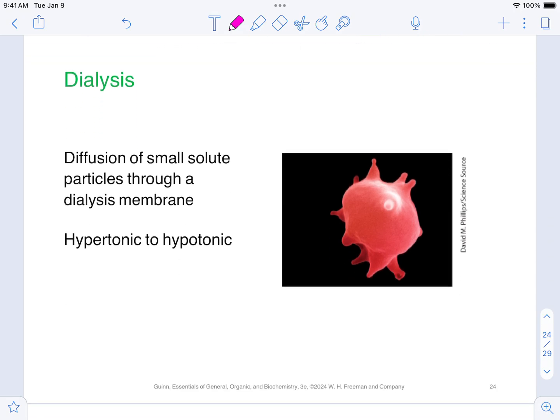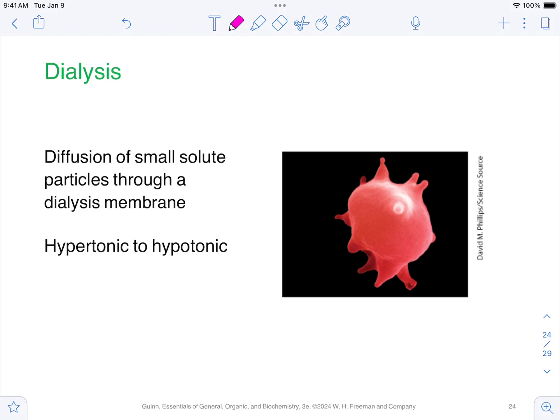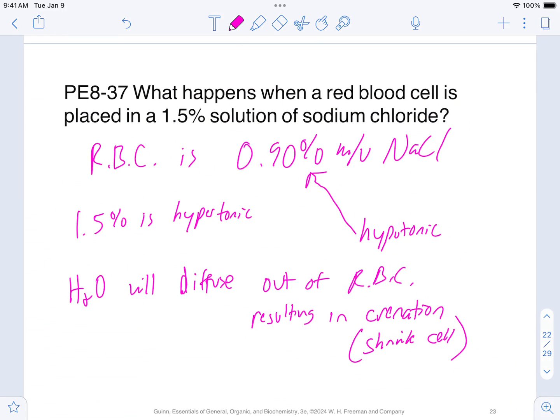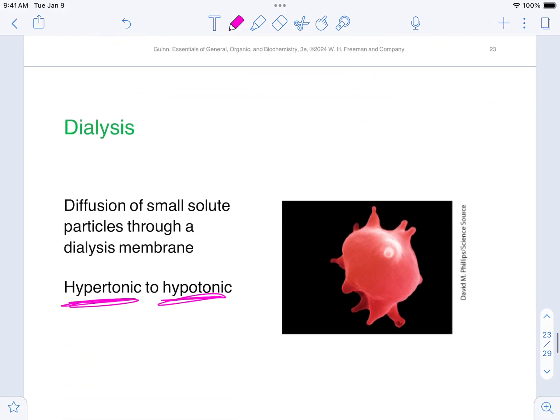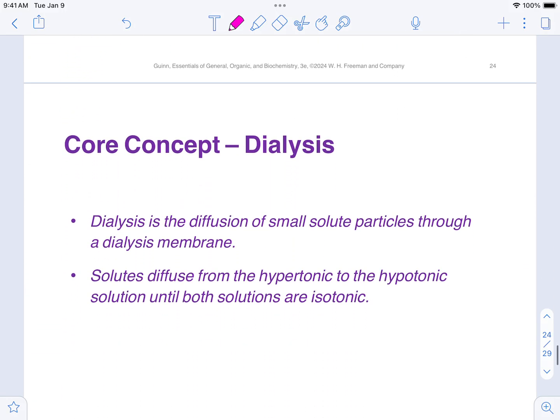Okay, so that was osmosis. Now, dialysis. This is the opposite of osmosis. This is from hyper to hypo. So you're going from greater to less, a more concentrated to a less concentrated. Here, notice you went from a less to a more. Here you're going from more to less. So opposite. You're still going to have your small solute particles. That does not change. So what can go through the semipermeable membrane remains the same.